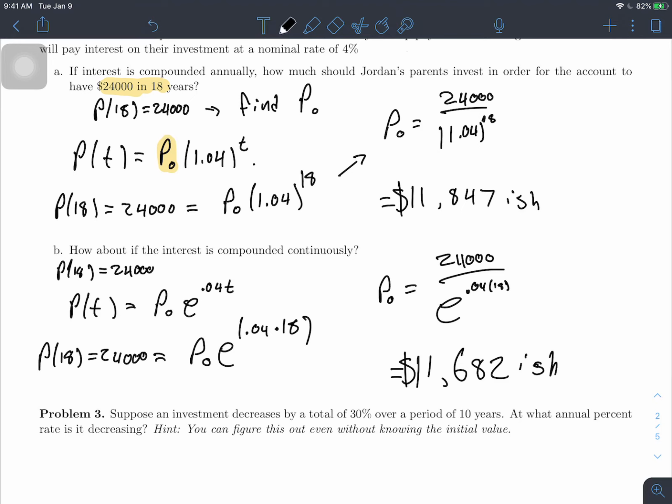Okay, so we found out that our initial investment should be smaller if we're compounding interest continuously, which means that if we don't have to put as much money in the bank to achieve the same result, that's the path that I should probably take, since it's going to cost me less money to get the result that I want.